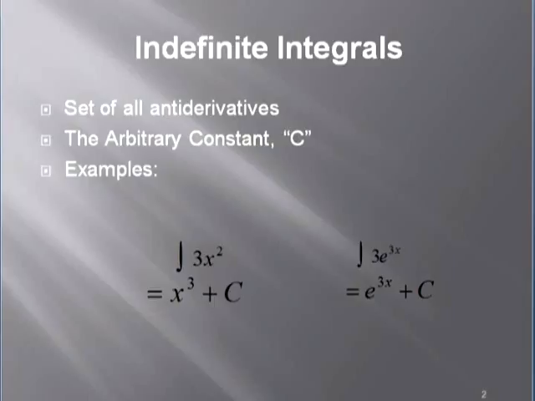So here are some examples. The indefinite integral of 3x squared is x cubed plus c. And the indefinite integral of 3e to the 3x is e to the 3x plus c. And you're using the same rules as you did before with the antiderivatives. You use reverse power rule and reverse chain rule.